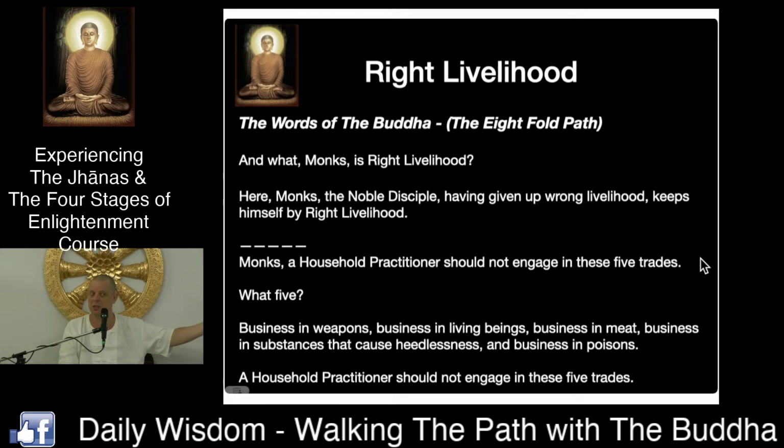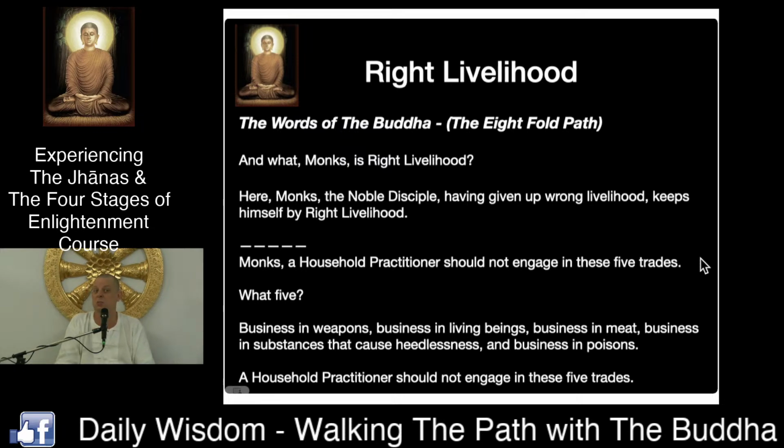If you've ever done these or you've seen other people do them, you can see where it causes harm and it comes back to you. Like, for example, business and weapons. If you've seen in places in the world where people are building nuclear bombs, there's people from other countries where those nuclear bombs are going to potentially be used, and those people assassinate the scientists who are developing the nuclear bombs, right? So you can see each one of these, whether it's the living beings or meats or substances that cause heedlessness or poisons.